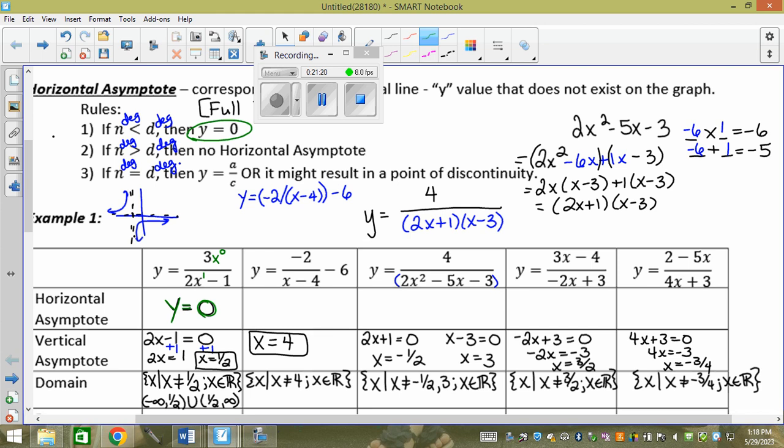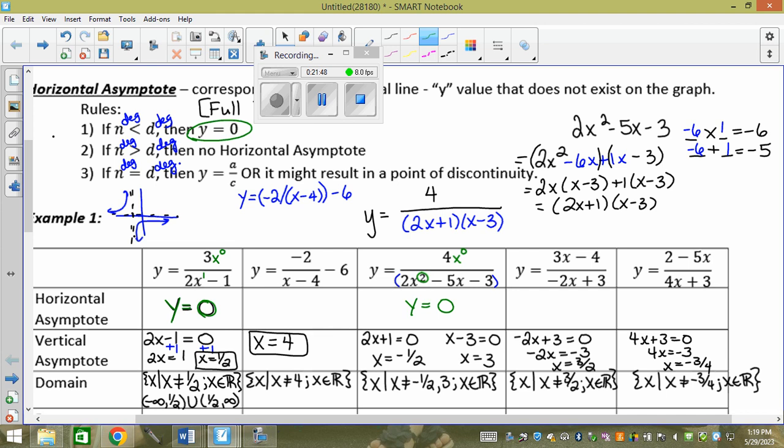We're skipping number 2 because number 2 is not a full fraction. Those rules do not work with number 2. Number 2, you cannot use those rules. Okay? Good. What's the numerator degree on this one, the third one? x to the 0. And this one's degree? 2. So once again, my numerator is a lesser degree than my denominator. So what is my horizontal asymptote? y equals 0 again.